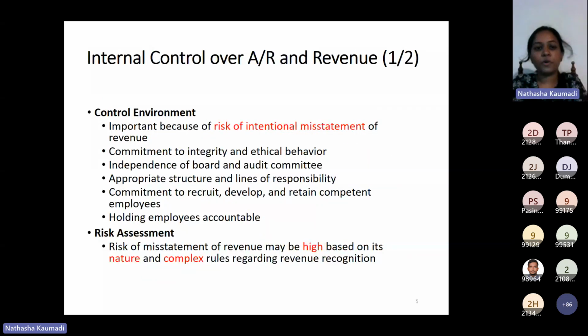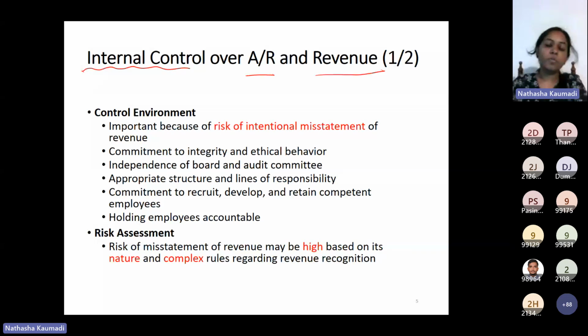Now, first of all, we are going to talk about the internal controls. We discussed we have to take the inherent risk, control risk, and then risk of material misstatement, and then design the audit procedures. So you need to talk about the internal controls as well. Internal controls over accounts receivable and revenue.